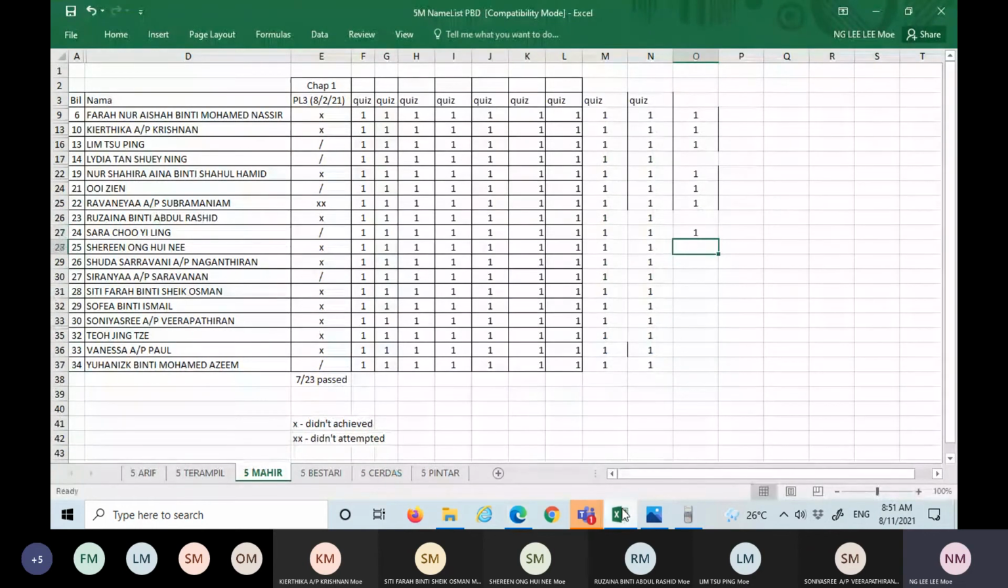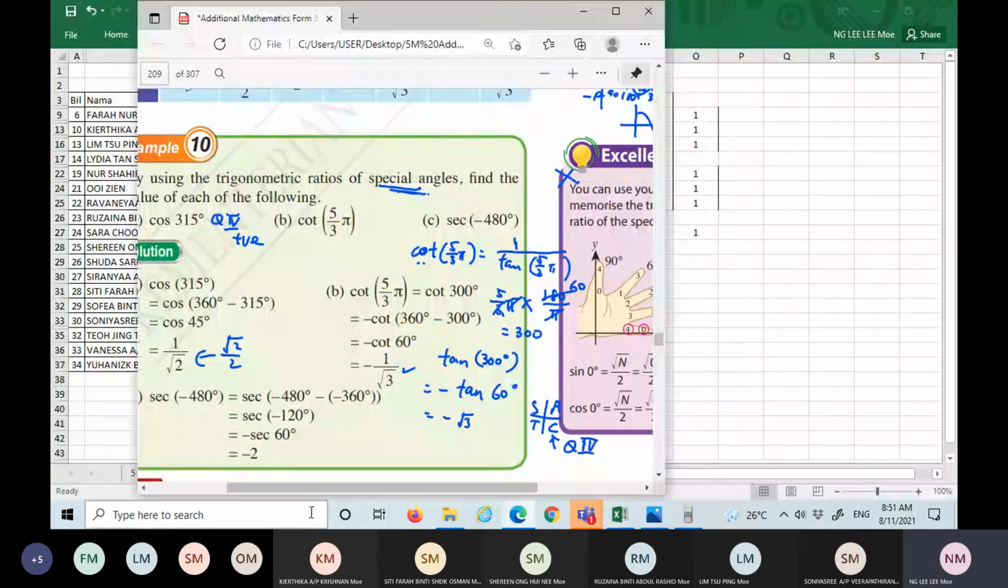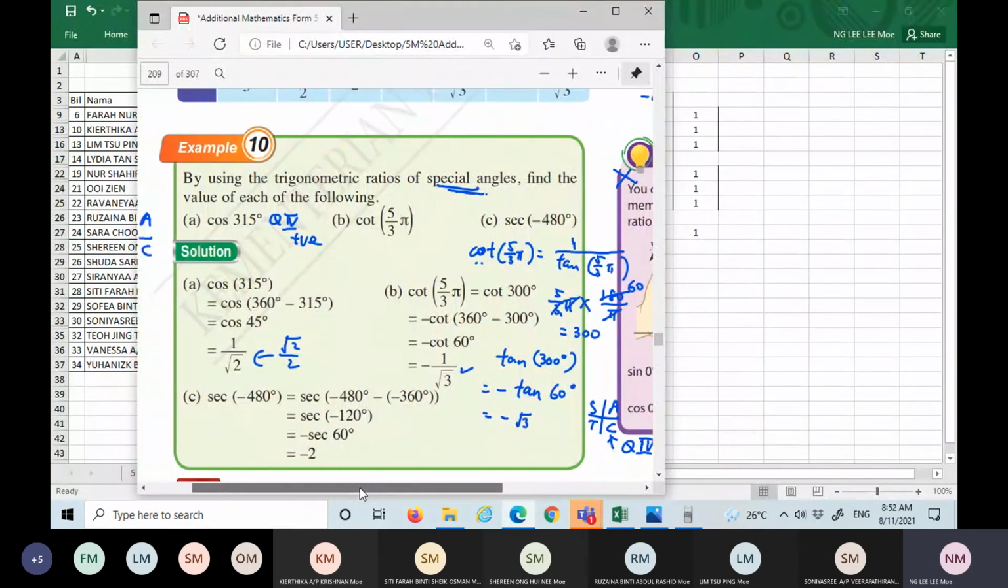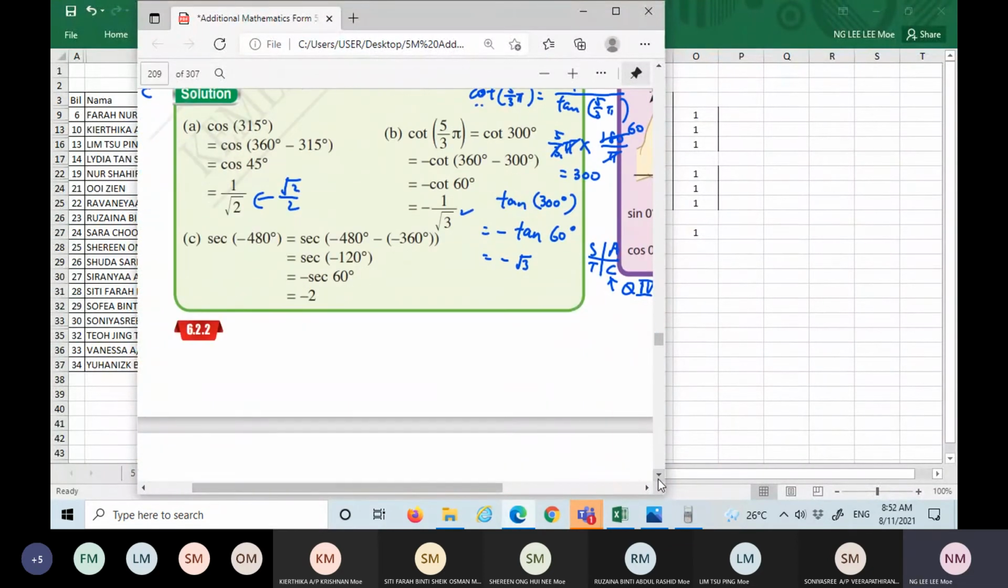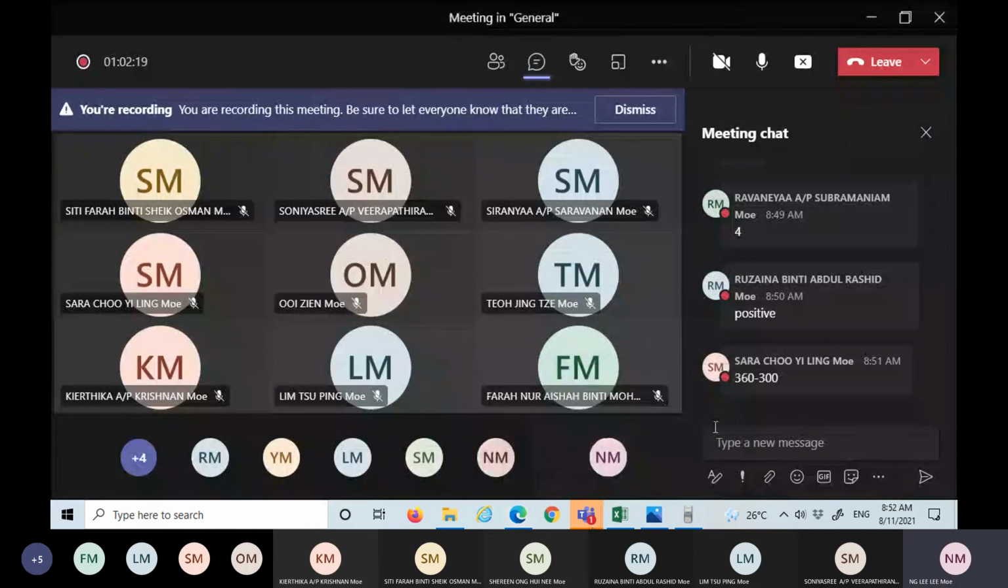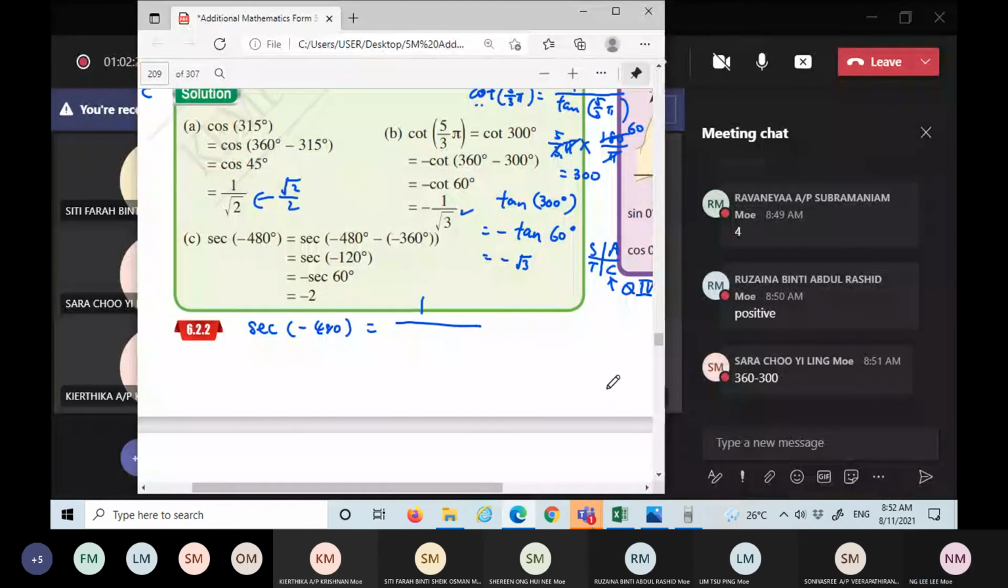Okay, Sarah. Next is Serena. Okay, now Serena, we look at question number C. I hope we go through like this step by step. I'm helping you. Okay, first, Shalene, you answer me. Secant is a reciprocal of what? Shalene?